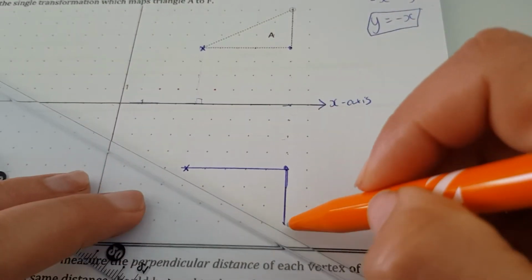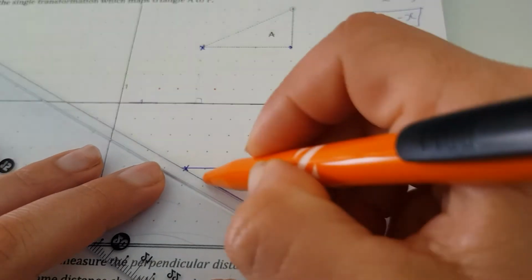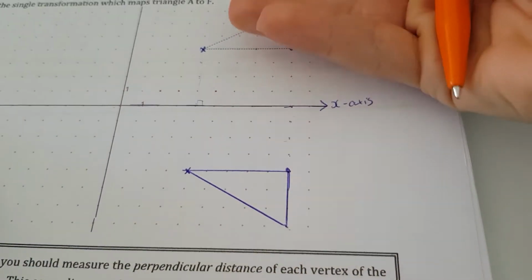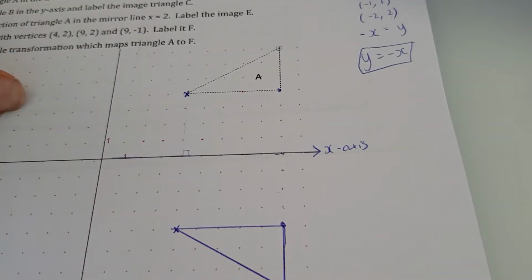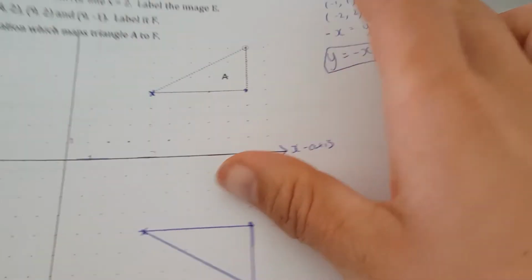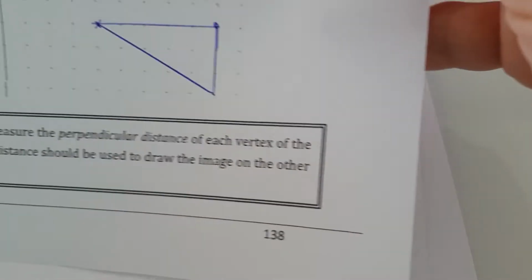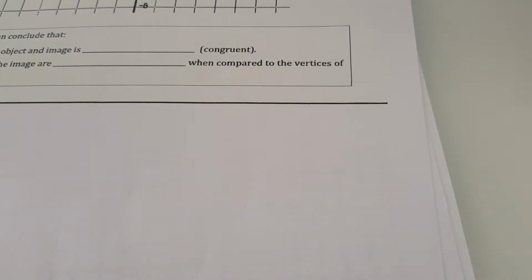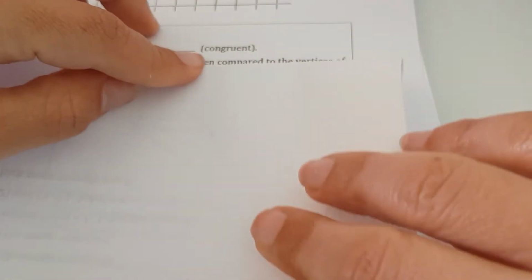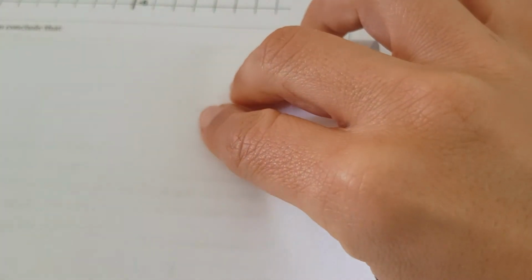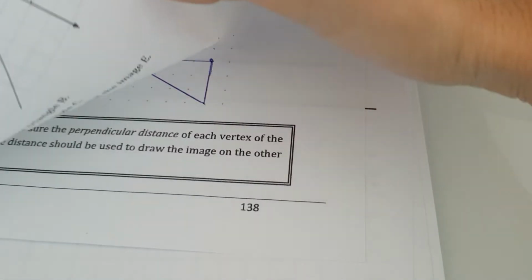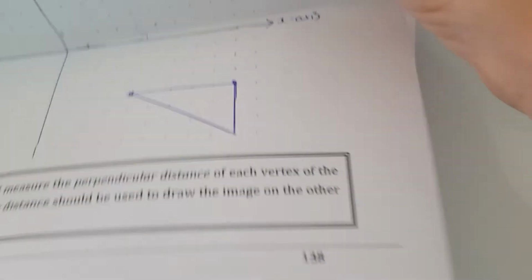The size of the shape is exactly the same, but the orientation is different. Now it's looking downwards, okay, the shape. It is reflected literally. And if I fold this page from the mirror line, I could see that this is exactly on top of the other one, okay?